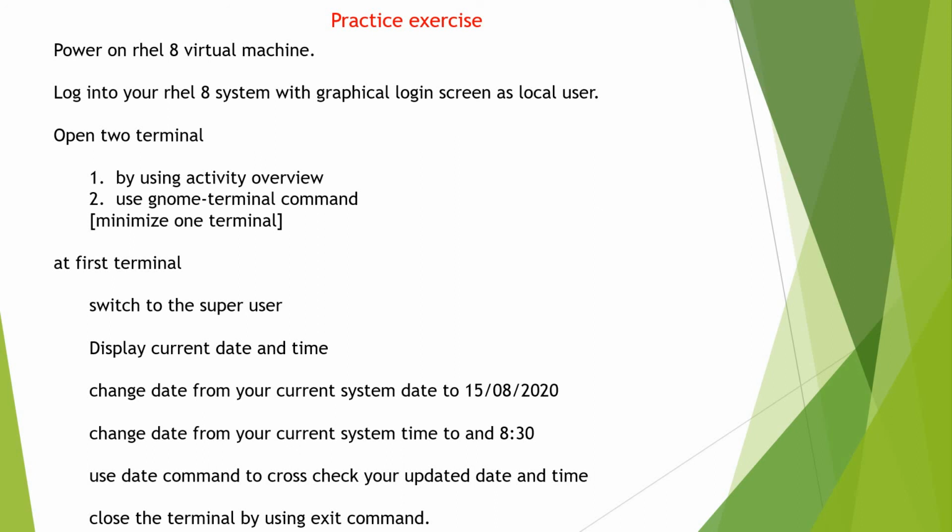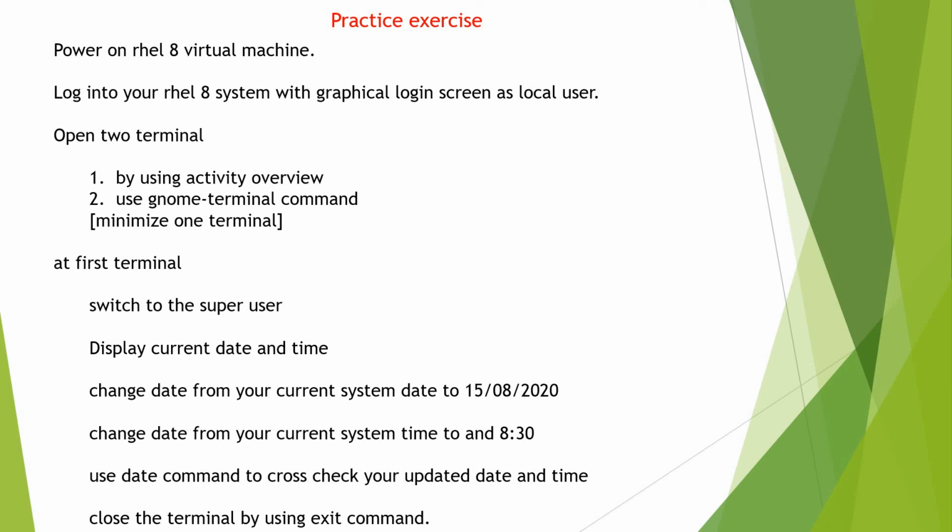Now change the date from your current system date to 15/8/2020. As I have already told you, -s is the option used with the date command in order to change your system date or time. To change your system date, you have to use the -s option and specify the new date in the following format. Sorry, here I have written date, but change your system time from your current system time to 8:30. Use the date command to cross-check your updated date and time.